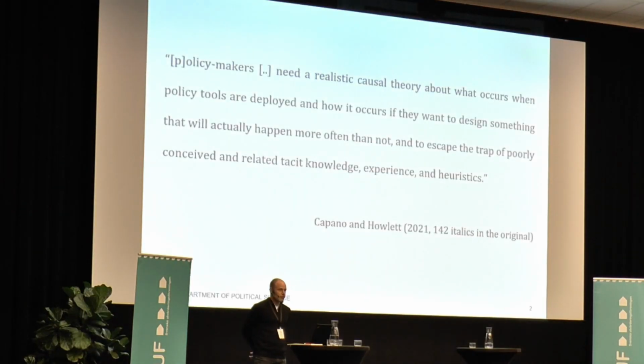This is a quote from some colleagues who work in the policy studies field, where they say that policymakers need a realistic causal theory about what occurs when policy tools are deployed and how it occurs, if they want to design something that will actually happen more often than not, and to escape the trap of poorly conceived and related tacit knowledge, experience, and heuristics. Okay, this is of course focused on policy design, so the front end, and evaluation of course comes at the back end after a project.